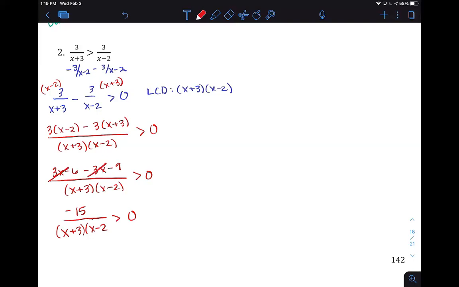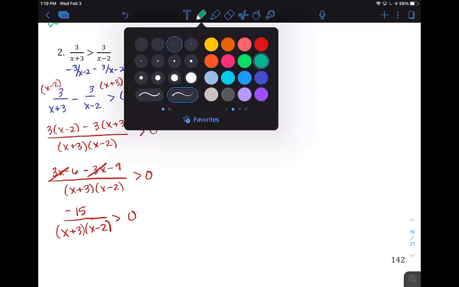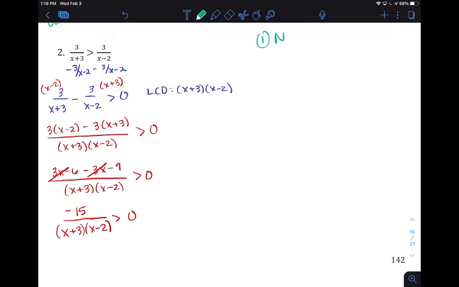Okay. So now we have one fraction. Helps if I actually close this. There. Okay, so looking at our numerator, do we have any variables? So are we going to have any x-intercepts? No. Okay, so we have no x-intercepts because there are no variables in the numerator. Okay.